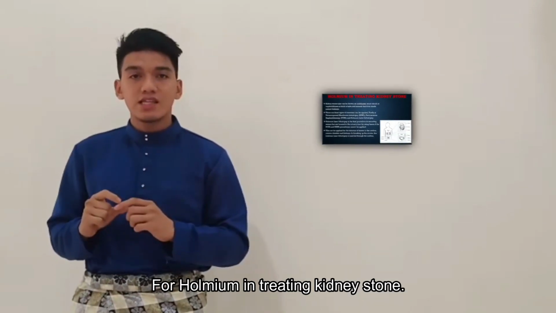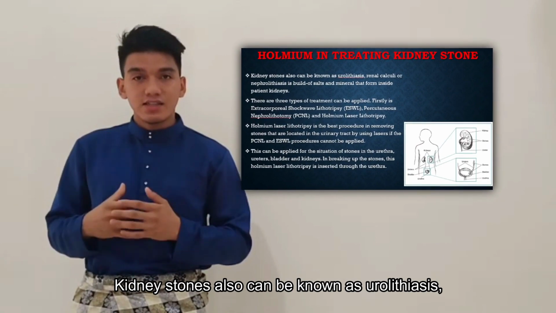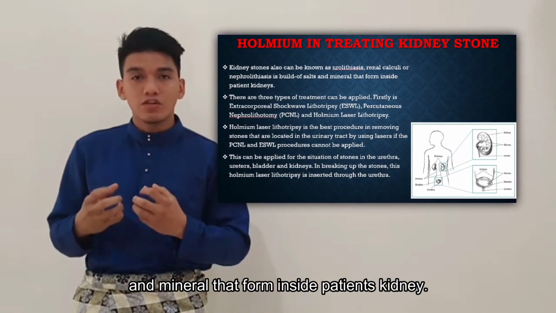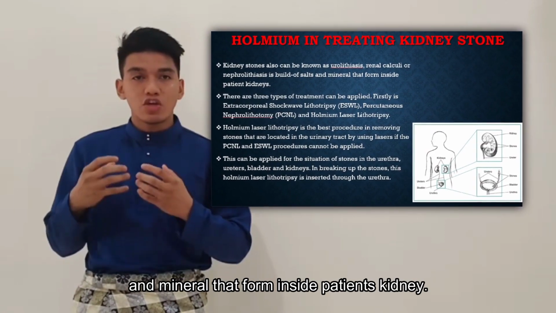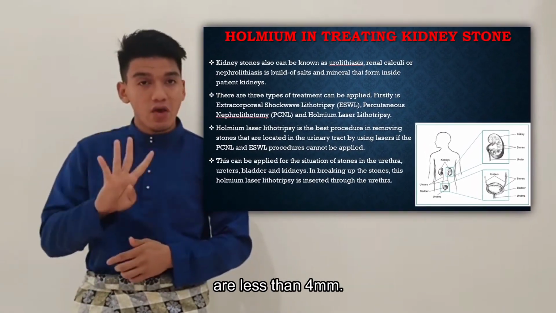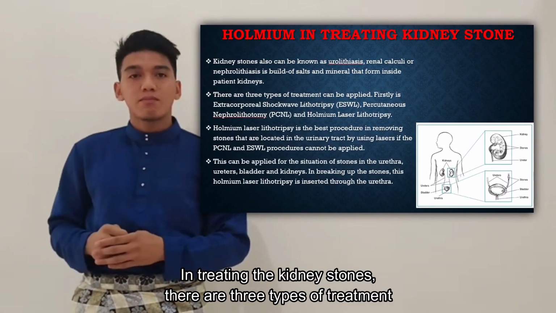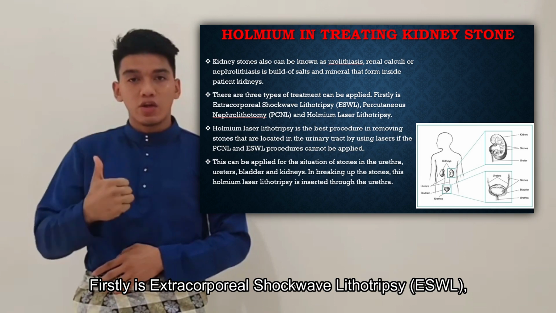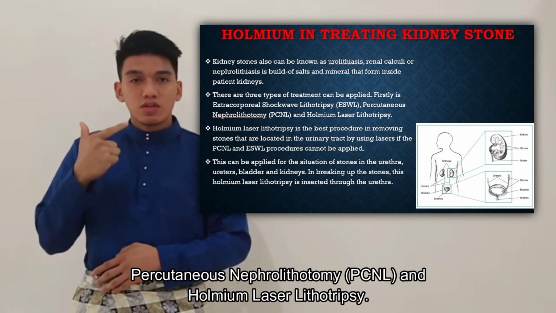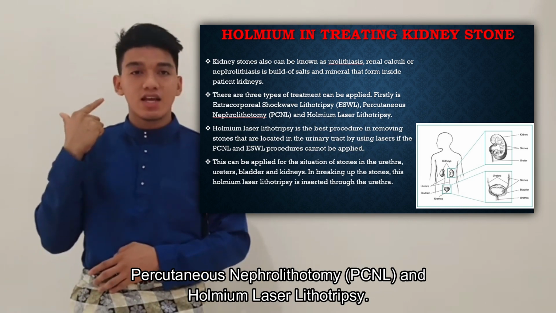Kidney stone, which can also be known as urolithiasis, renal calculi, or nephrolithiasis, is a group of salt and mineral that forms inside the patient's kidney. The stone can pass out spontaneously if the size is less than 4 mm. In treating kidney stones, there are three types of treatment that can be applied: firstly extracorporeal shockwave lithotripsy or ESWL, percutaneous nephrolithotomy (PCNL), and holmium laser lithotripsy.